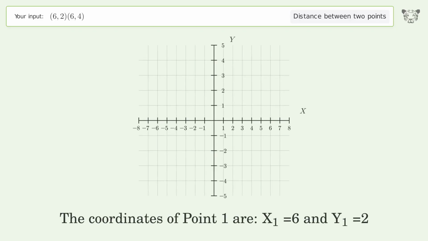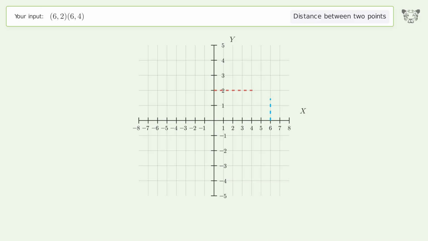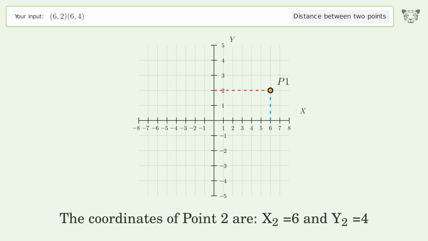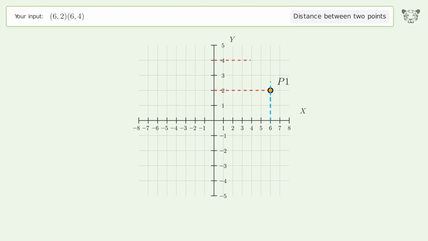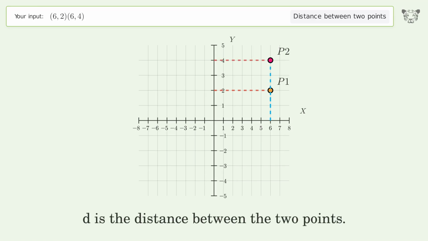The coordinates of point 1 are x1 equals 6 and y1 equals 2. The coordinates of point 2 are x2 equals 6 and y2 equals 4. D is the distance between the 2 points.